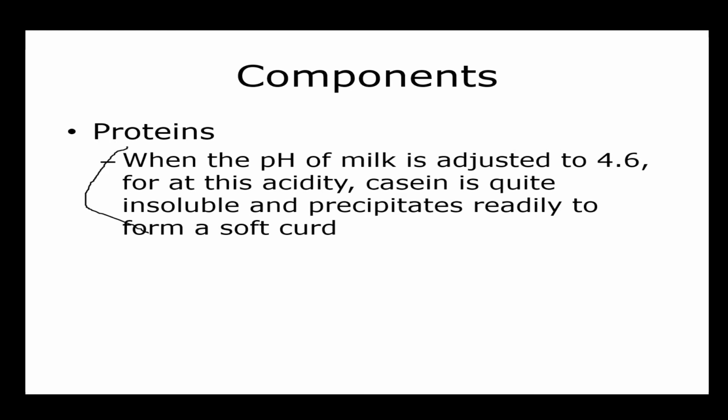We'll reach this point, which is when the pH of milk is adjusted to 4.6. So 4.6 is the isoelectric point where the milk coagulates. The casein is quite insoluble and precipitates readily to form a soft curd. So the casein protein coagulates and forms something known as soft curd.